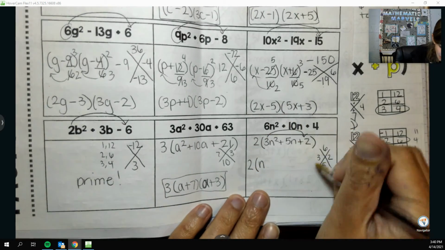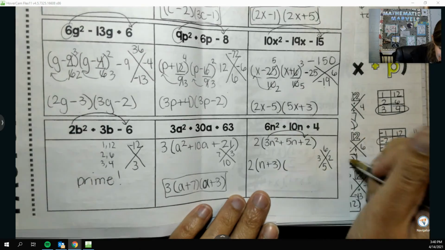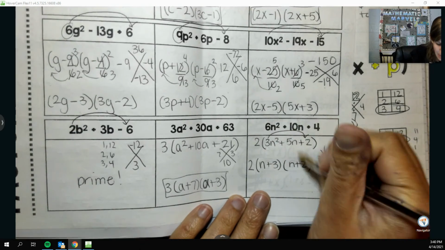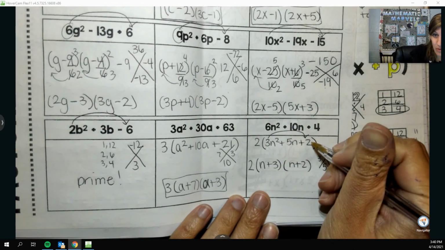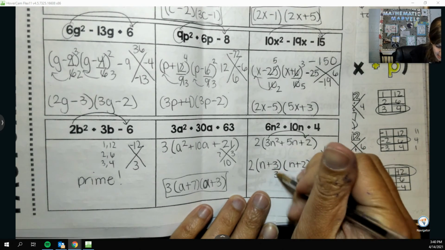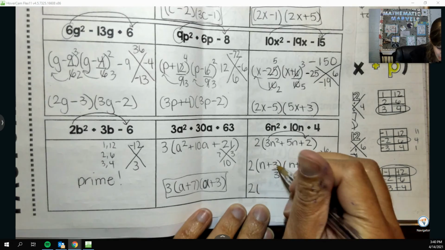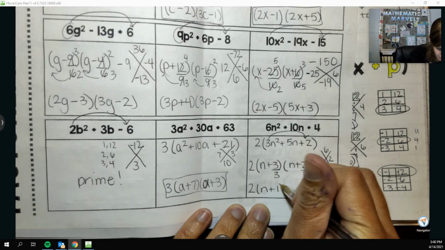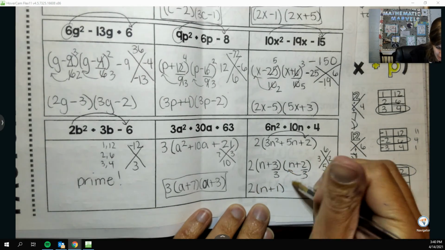We're going to have n plus 3, n plus 2, but because I slid something over, I have to divide that thing out. And if I can divide, I will. And 3 divided by 3 is 1. And if I can't, bottoms up.